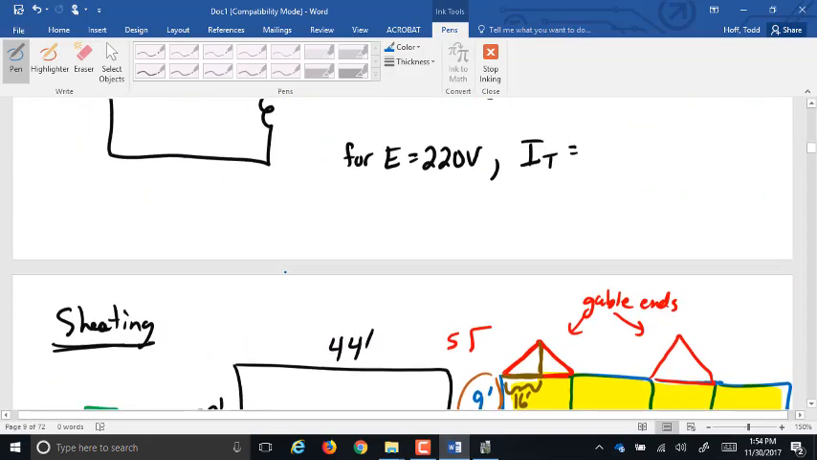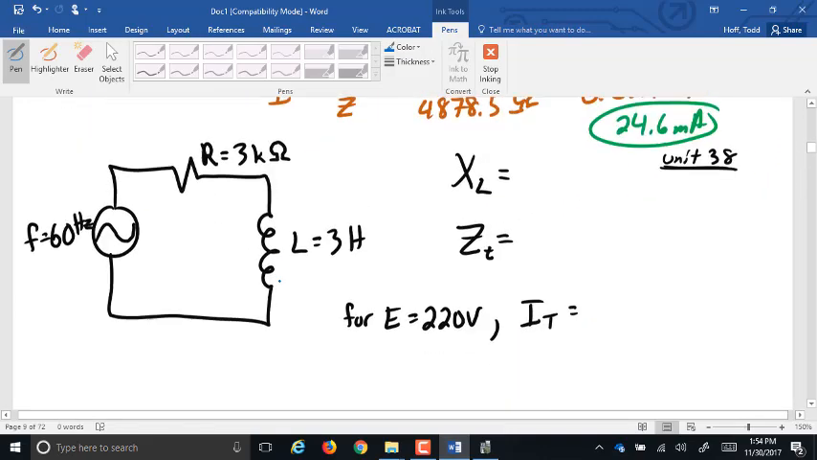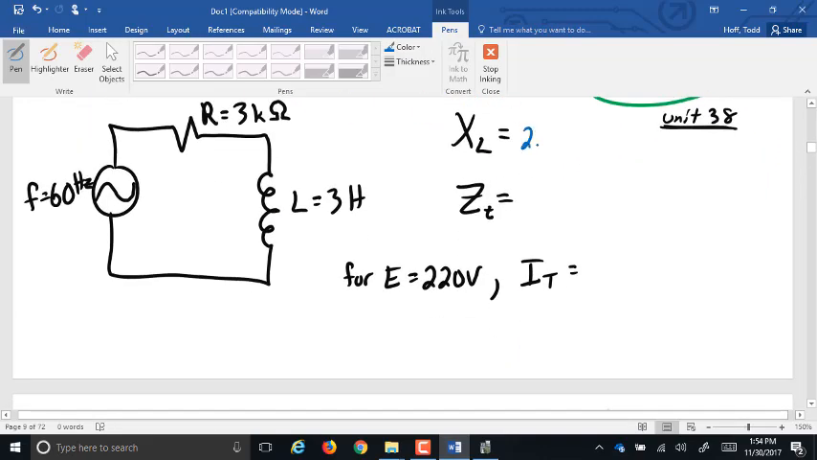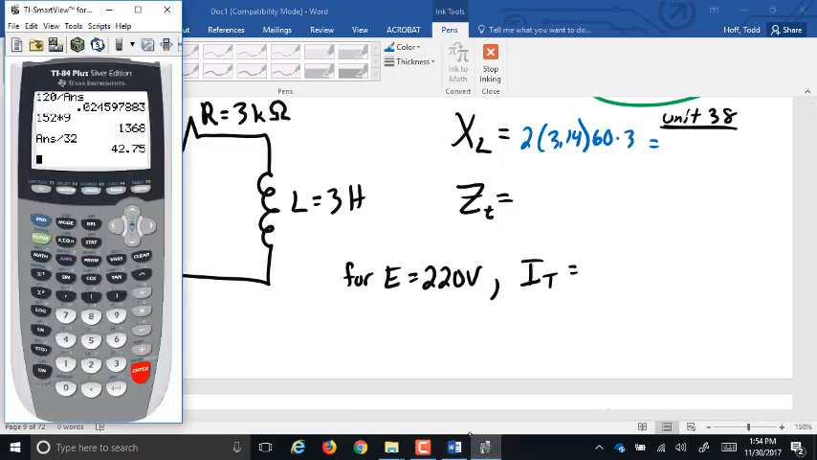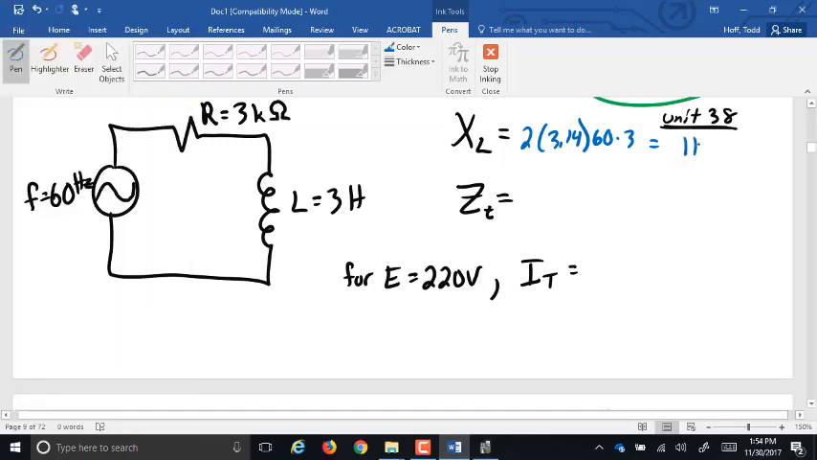Let's go back to this one. The inductive reactance is 2 times 3.14 times 60 times 3. What'd you get? 1130.4. Does that look right? Yeah.